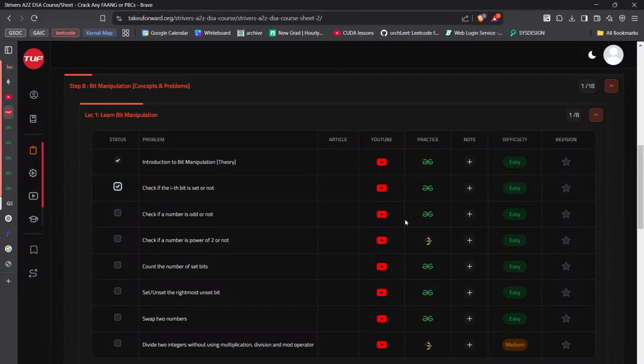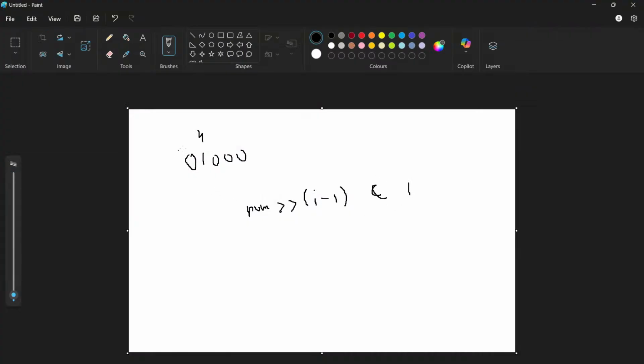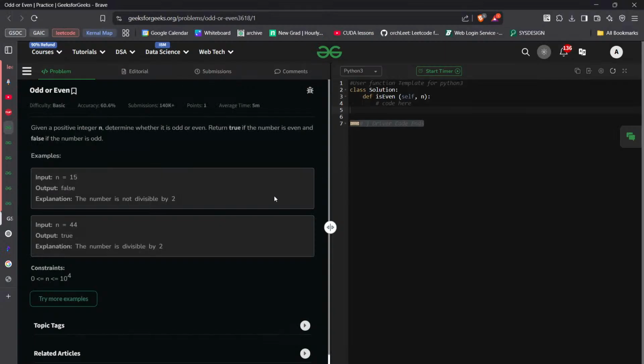Check if a number is odd or not. Given a positive integer, determine whether it is odd or even. Return true if the number is even. So if the number is odd, then the last bit will be 1. So I'll just AND that number with 1. If it is odd, it will give me 1. If it is even, it will give me 0. Then n AND 1.